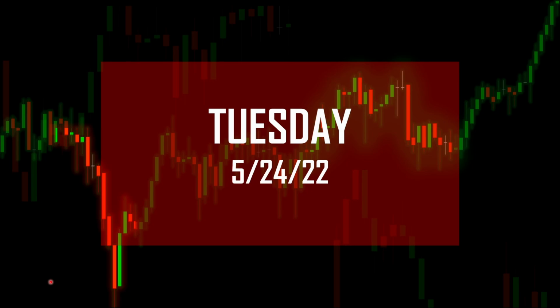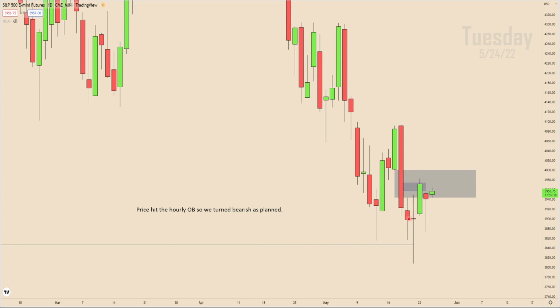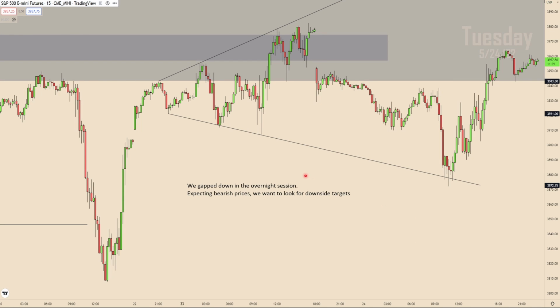Going into Tuesday, our plan was still intact. We got a move up into our daily fair value gap. Hourly order block was filled. So we want to look for lower prices today, according to my bias. Going to the 15-minute chart, you can see that we gap down on the open of the overnight session.